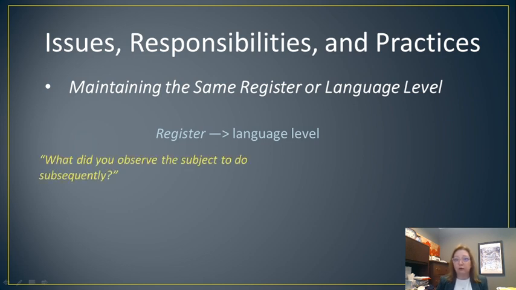Register is the level of language that people are using. For example, if an attorney says, what did you observe the subject do subsequently, we don't simply say, what did you see him do next? That's a very simple example, but that's what I'm talking about, the register, basically.